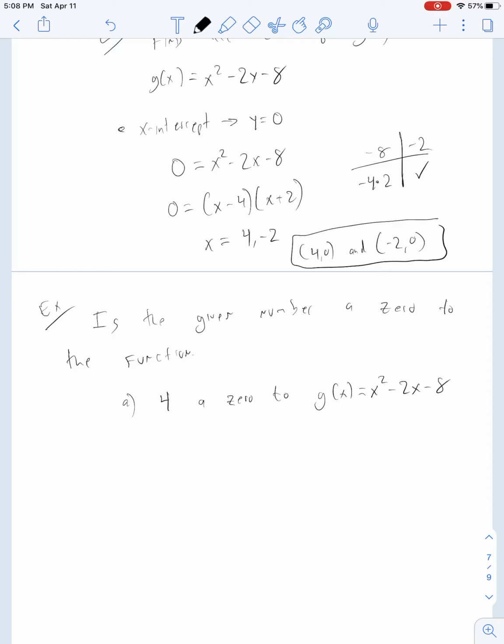So all we have to do is plug 4 into x, right? Plug 4 into x. And does that give you 0? You'll notice that it gives you 0. So is 4 a 0 here? We can say yes. And I mean, we saw it up here, right? Once again, when x is 4, y is 0. And that's what that means.